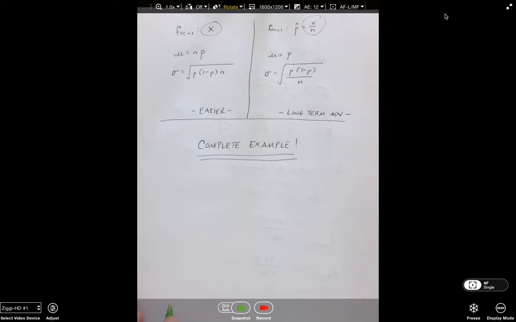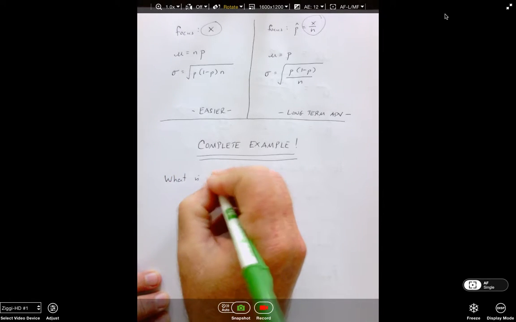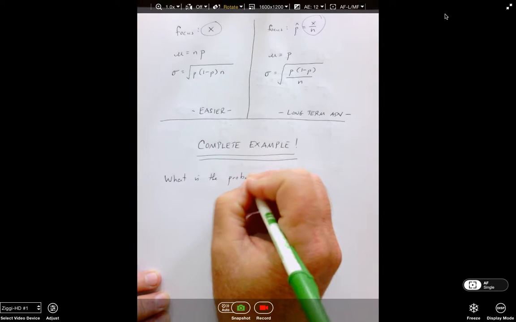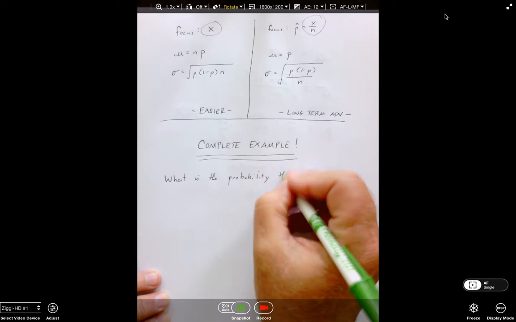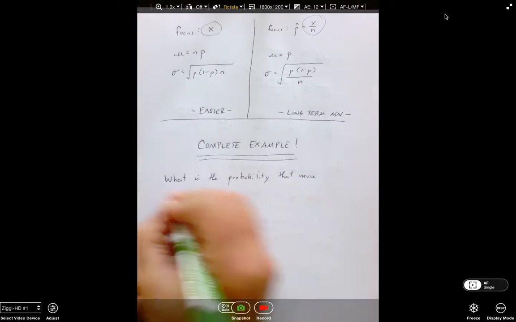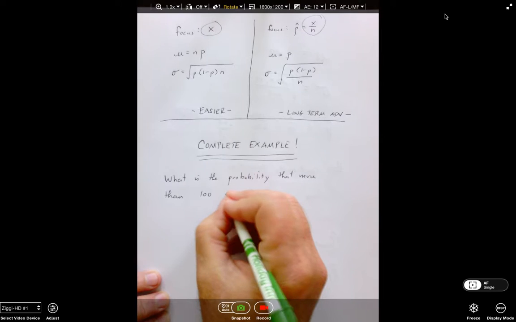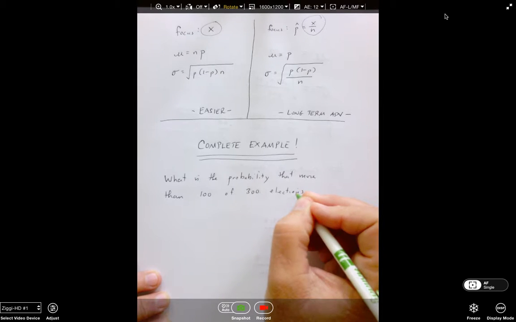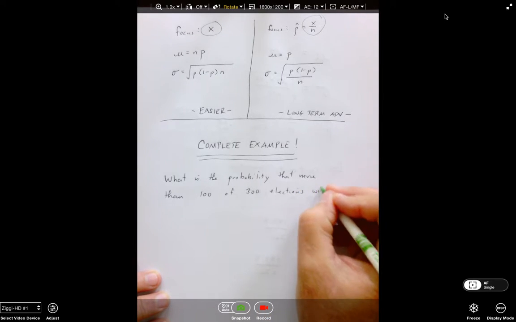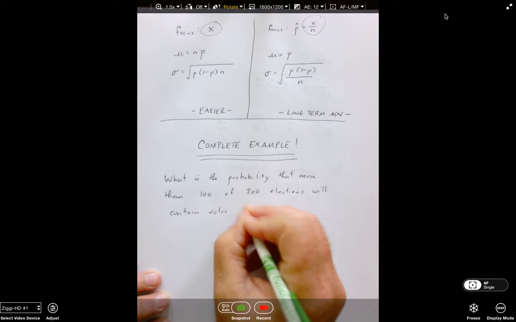Let's do this. So what is the probability that more than 100 of 300 elections will contain voter fraud.